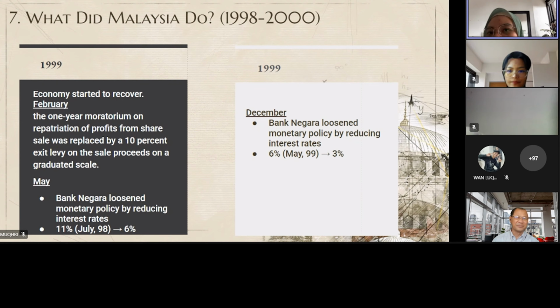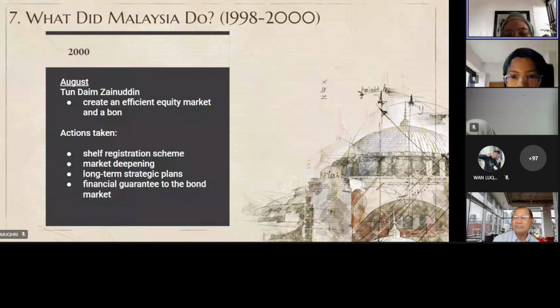So basically, 1999 is to restore the economy. Alright. So next slide. Lastly, in the year 2000, Tun Daim Zainuddin suggested that Malaysia should take action to create an efficient equity market and a bond market to complete the existing banking system. Therefore, some steps have been taken, like the shelf registration scheme for private debt securities, market deepening for repos, broadening investor targets, developing long-term strategic plans, and also creating a form of financial guarantee for the bond market.